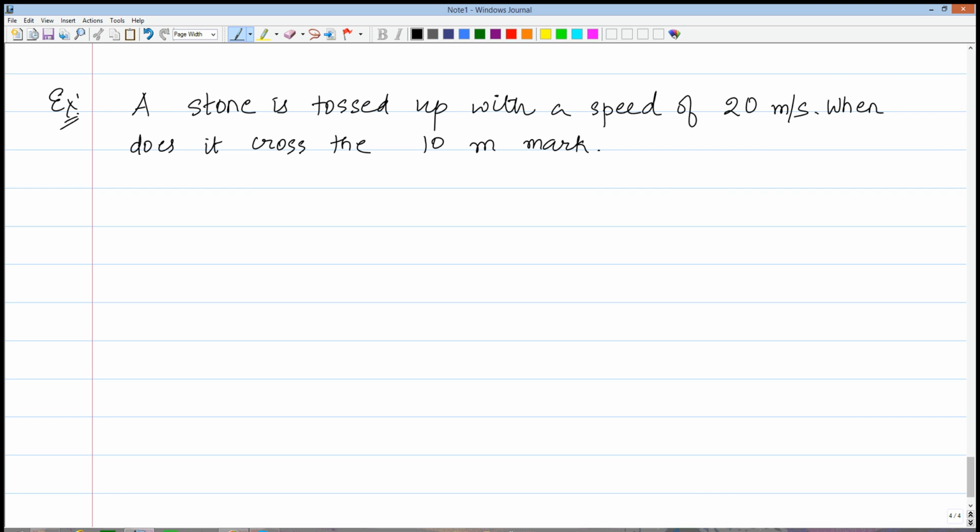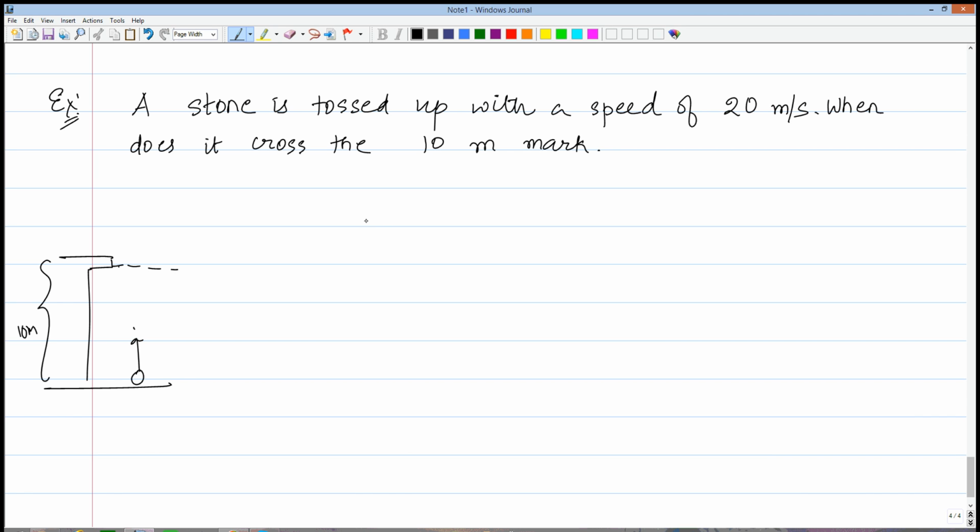Okay, so in this problem, we have a stone that is being tossed with a speed of 20 meters per second, and we're asking, at what point does it cross the 10-meter mark? If you look at the picture, it will be something like this. You have something at a height of 10 meters, and we're throwing a stone up, and we're asking, when does it cross this mark?